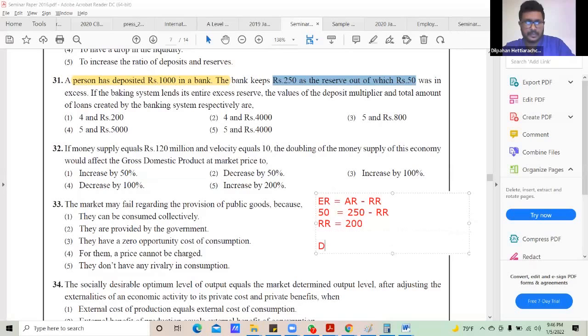Then deposits into SRR equals required reserves. And how much are the deposits? 1,000. SRR into 1,000 equals required reserves, 200. So when you divide both sides by 1,000, SRR equals 0.2. That means 20%.